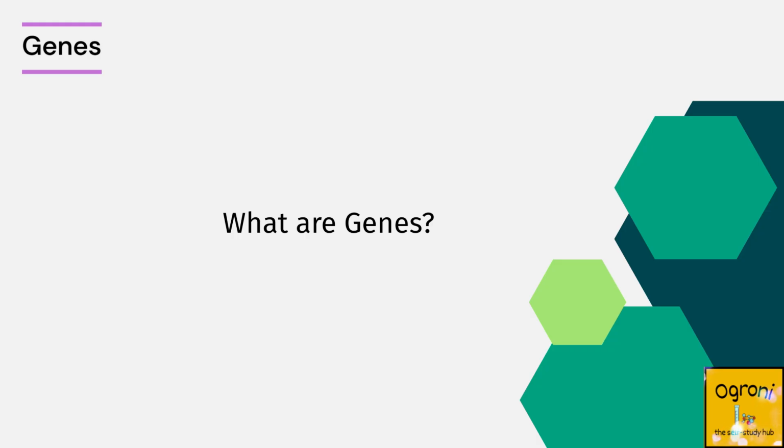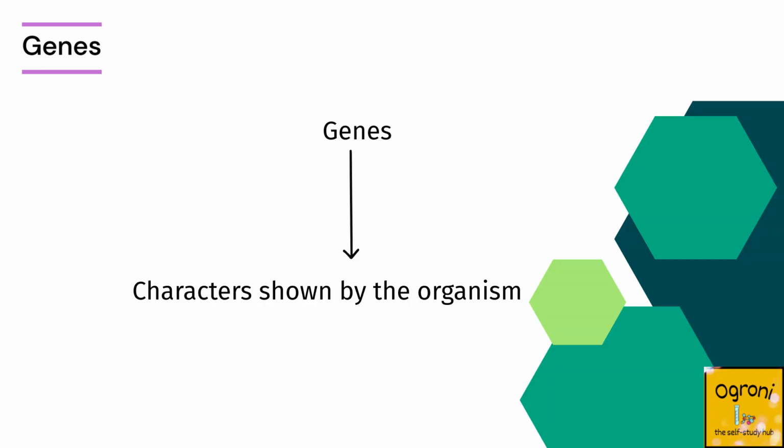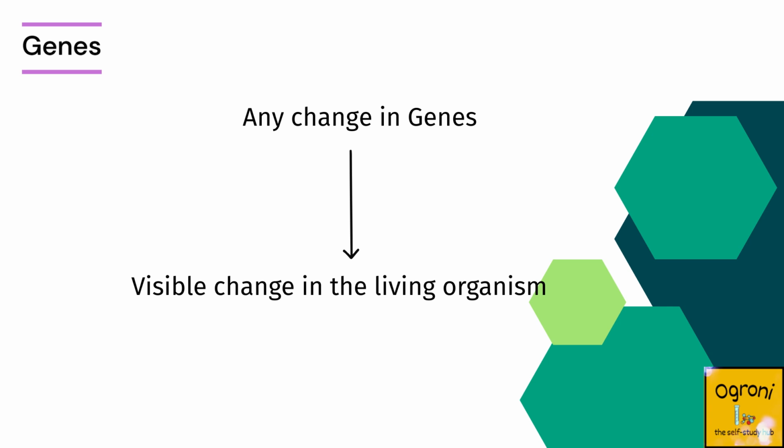Now, what are genes? Genes are made up of DNA or deoxyribonucleic acid molecules which are arranged in a thread-like structure called chromosomes. These chromosomes are present in the nucleus of the cell. These genes are responsible for different types of characters shown by the living organisms. Any change in these genes can lead to a visible change in the living organisms.